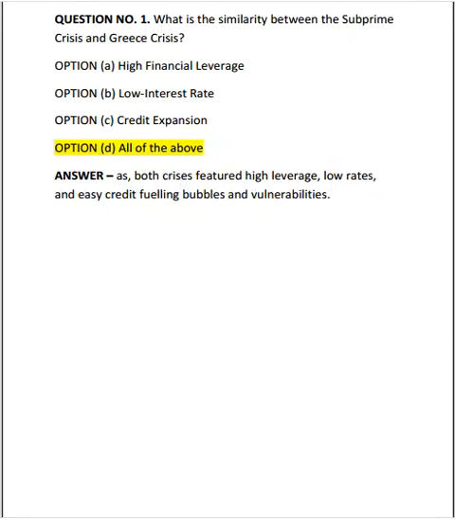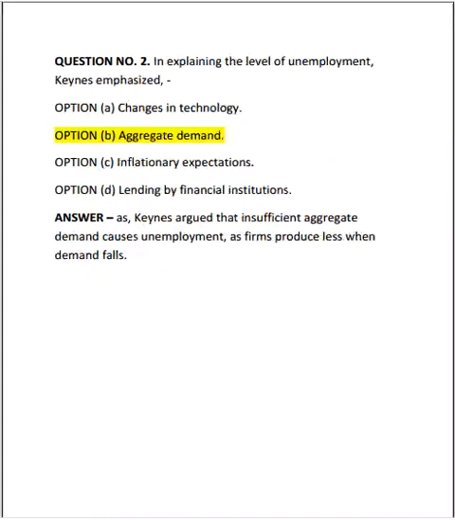Question No. 1. What is the similarity between the subprime crisis and Greece crisis? Option A. High financial leverage. Option B. Low interest rate. Option C. Credit expansion. Option D. All of the above. Answer. As both crises featured high leverage, low rates, and easy credit fueling bubbles and vulnerabilities.